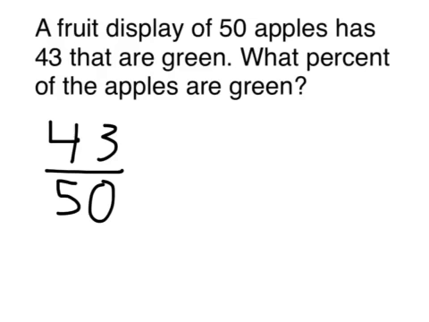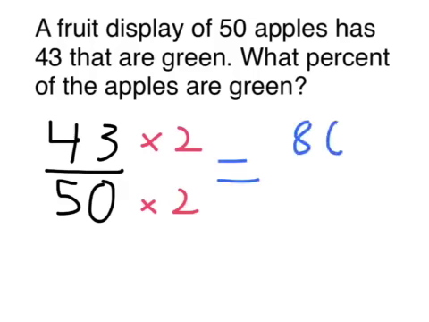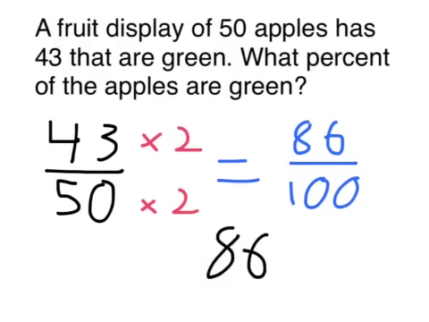So how can we come up with an equivalent ratio or rate or fraction that has 100 as one of the numbers? Well, if we multiply both of these by 2, the numerator and denominator, we will come up with an equivalent fraction. 43 times 2 is 86. 50 times 2 is 100. Now we have our number 86 being compared to 100. So what percent of the apples are green? 86%.